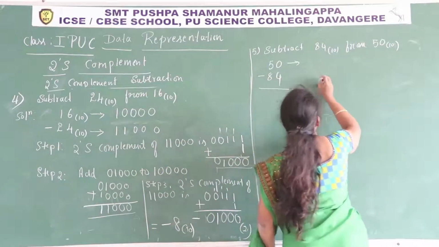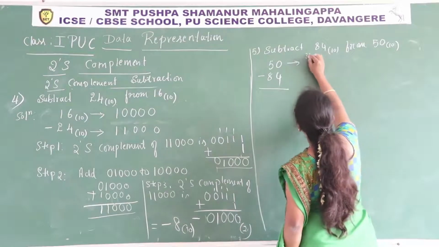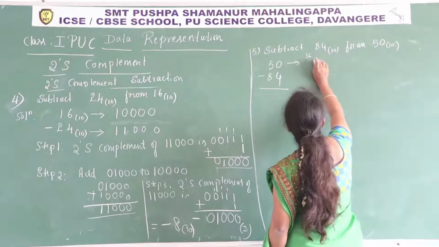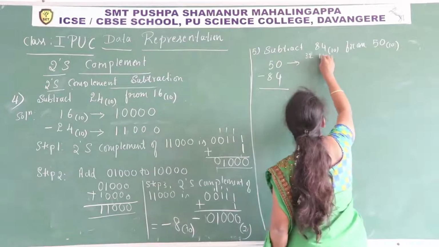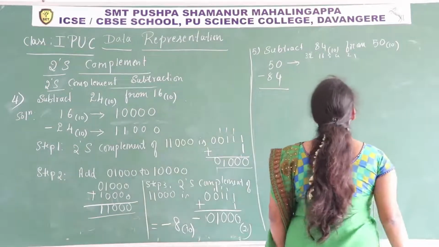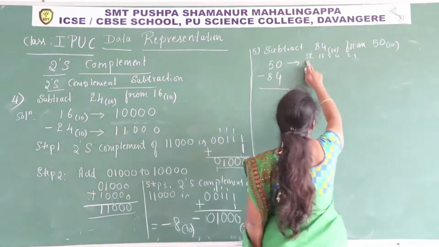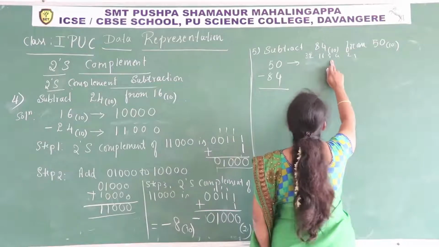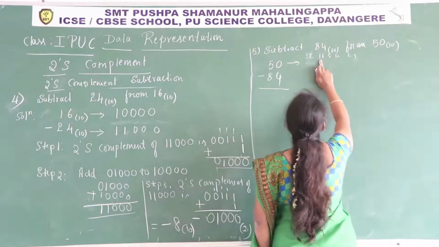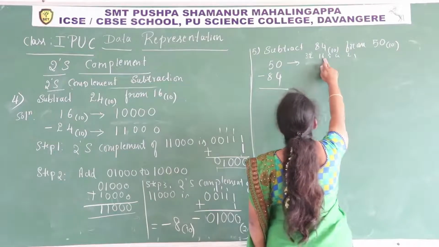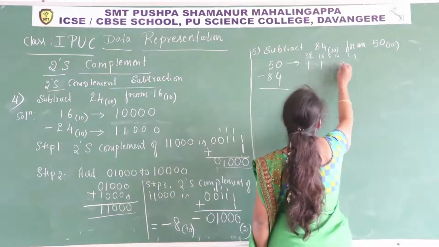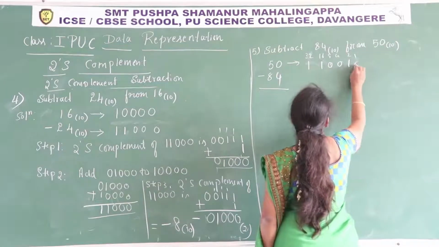So let us write the binary equivalent. 32, 16, 8, 4, 2, 1. How do we get 50 using this? 32 plus 8 is 40, 32 plus 10 is 42, 42 plus 6 is 48, 48 plus 2 is 50. So 1 1 0 0 1 0.